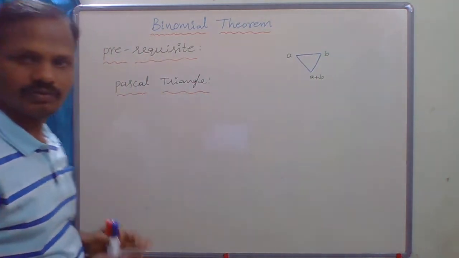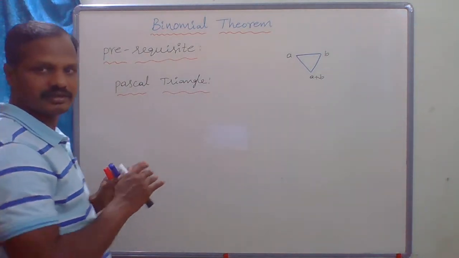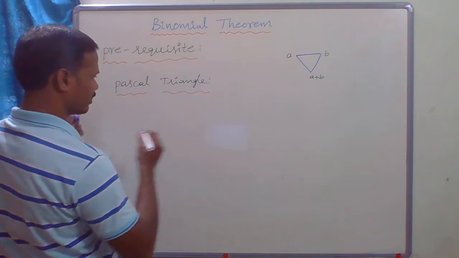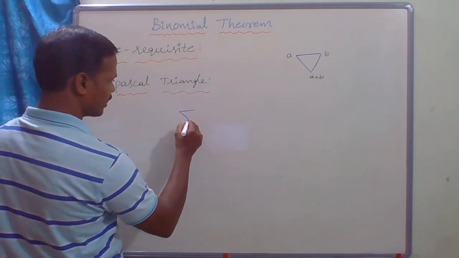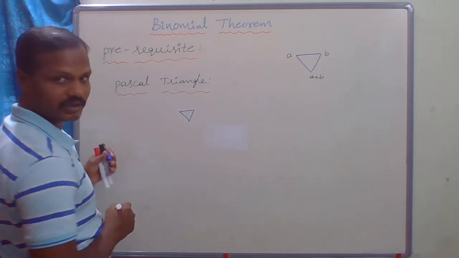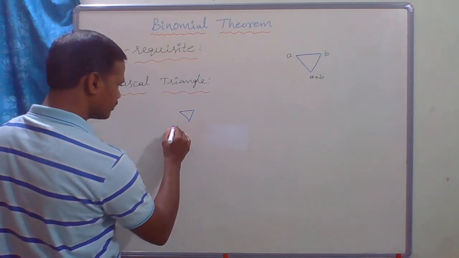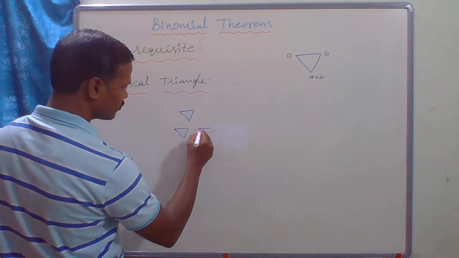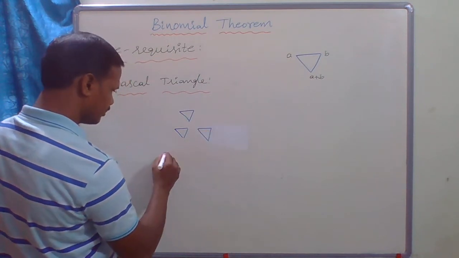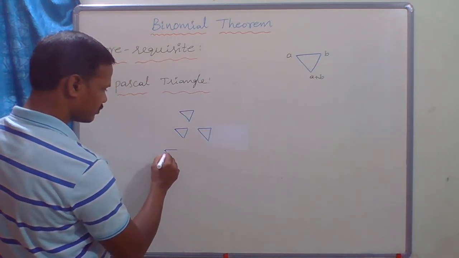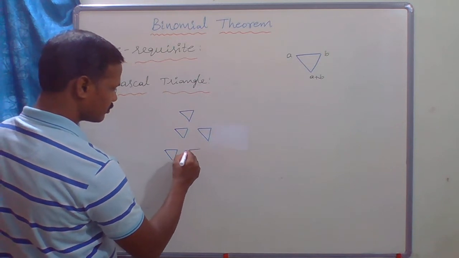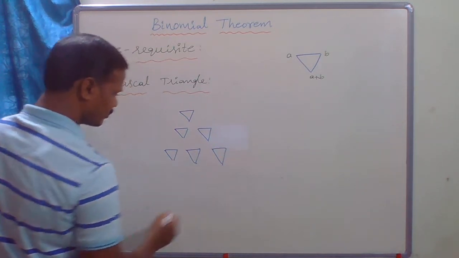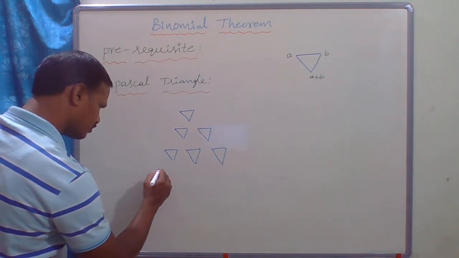Now frame such triangles in a systematic form. The triangles are like that. First take one triangle, then two triangles, then three triangles, then next two.